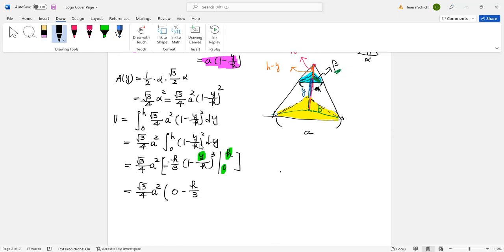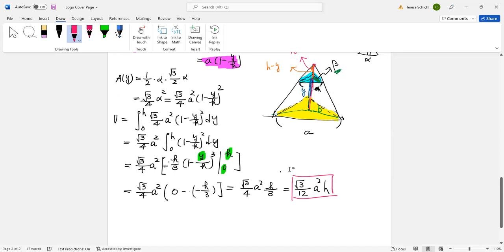Let's see, did we make any silly mistakes here? Oh, a minus here, right? So that's why this is a minus, minus h over 3, when you substitute the upper bound and the lower bound. So the final answer will be the square root of 3 a squared h over 3 times 4, which is the square root of 3 over 12 a squared h. Okay, that's it. That's how we find the volume of the triangle pyramid.